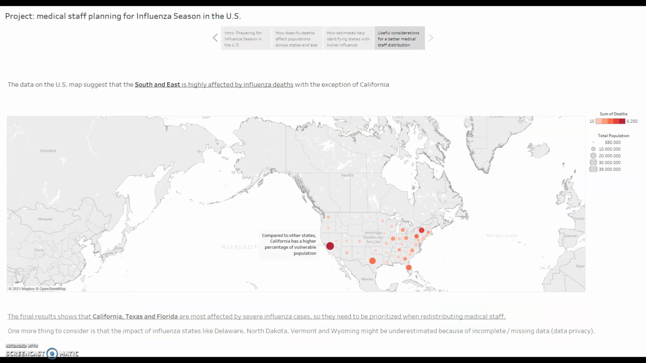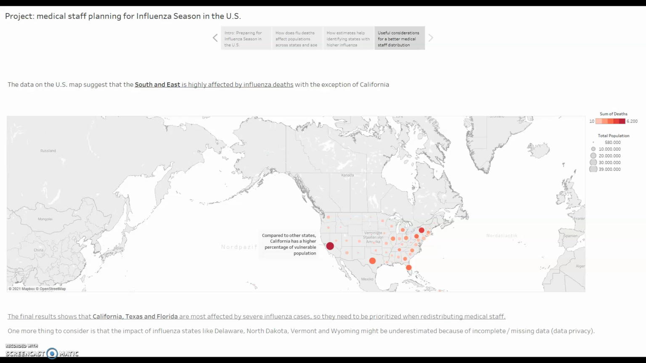In the last point of this presentation, the map of the US shows that the east and the south of the US are highly affected by influenza deaths, with the exception of California emerging in the west and having a larger vulnerable population. And this higher number of vulnerable population would explain the darker dots on the map.